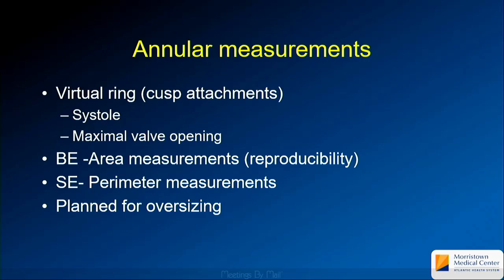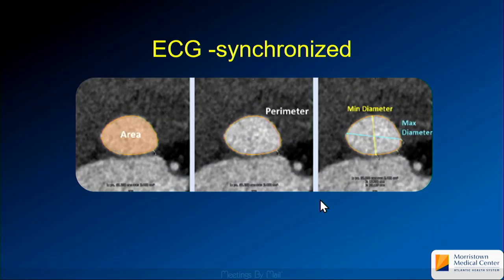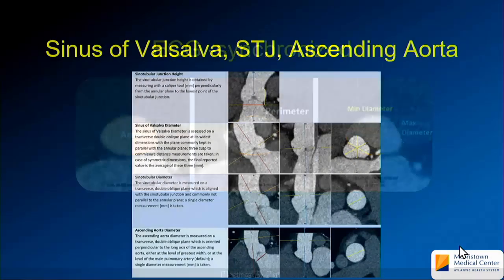So when we get to the annulus, again, we're going to measure at the virtual ring where the cusps are attached. We measure in systole, and we measure at the time of maximum valve opening. For balloon expandable valves, we measure areas. For self-expanding valves, we focus on perimeters. And in general terms, we plan sizing for oversizing relative to the native annulus. These are just some images showing us what the area looks like, the perimeter looks like, and the diameters.